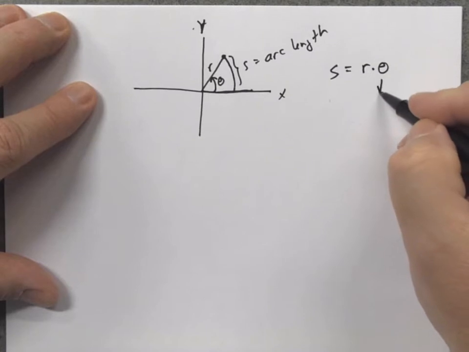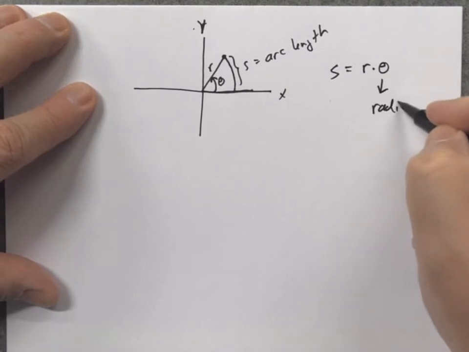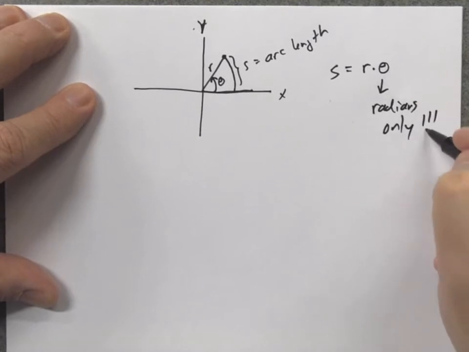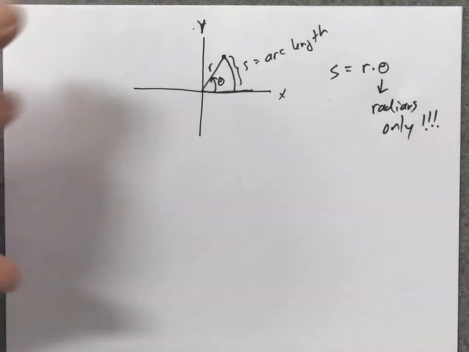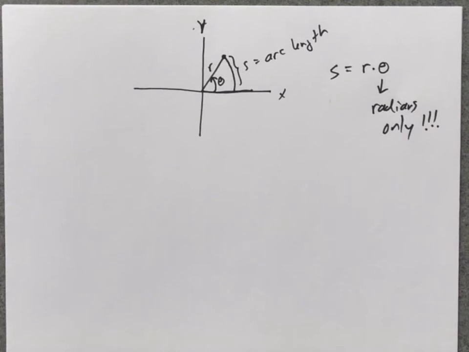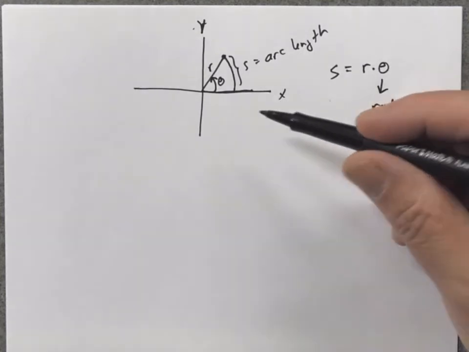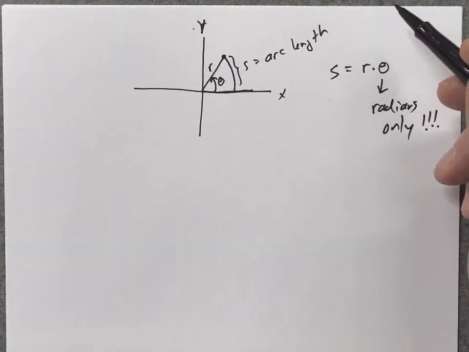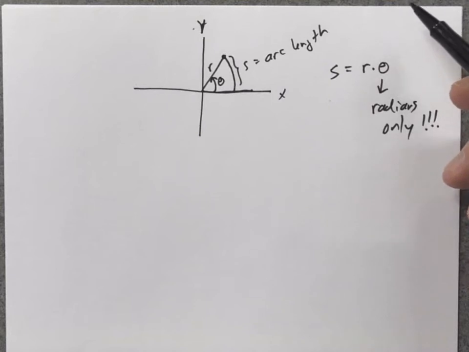But very important for this formula, you have to plug in your angle as a radian measurement. The angle has to be in radians. If you're given a problem and you're told the angle is 40 degrees, the first thing you have to do is convert 40 degrees into radians, and then you can plug it into this equation.